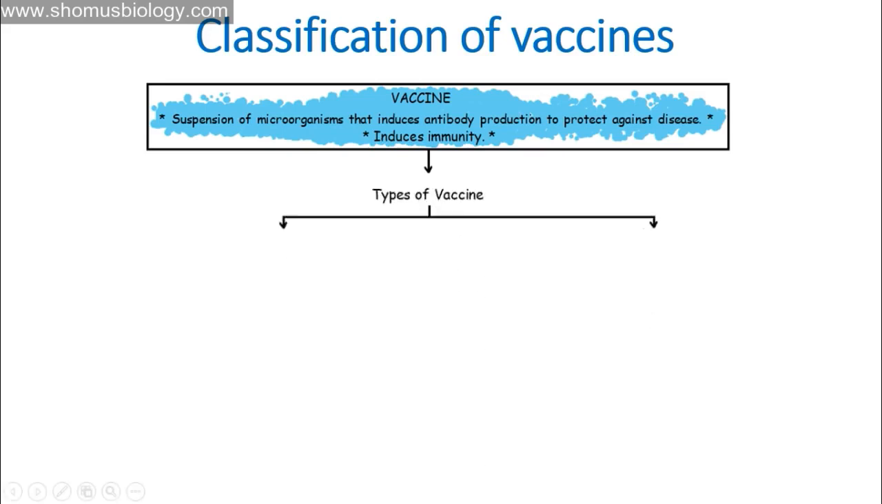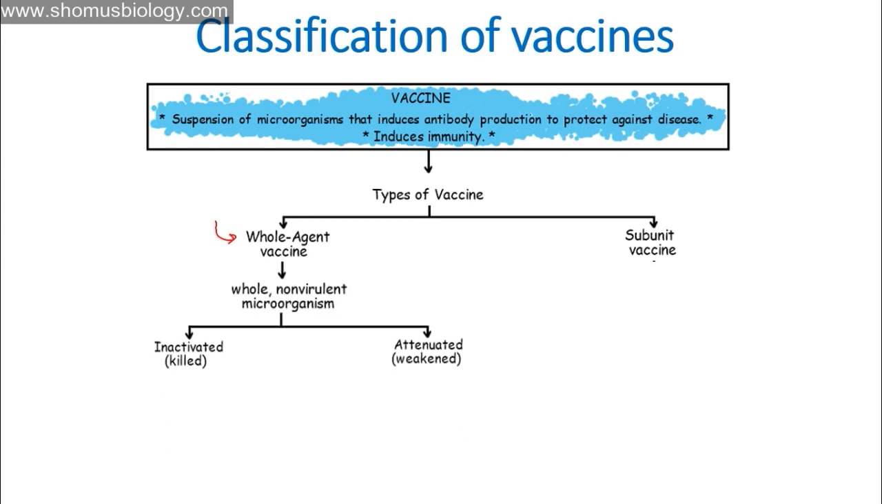We can divide these vaccines into two different types. One is the complete agent. We can take the whole microorganism as a vaccine. I'm just calling it an agent. So whole agent as a vaccine, or we can take just a subunit or fragment of that microorganism as a vaccine. So with this idea, we have a whole agent vaccine as well as a subunit vaccine. Let me take a color: whole agent and subunit. Now this whole agent vaccine can be further divided into two different types, either inactivated or attenuated.